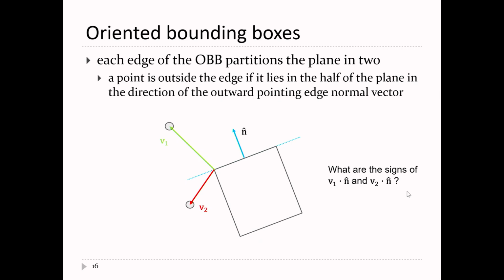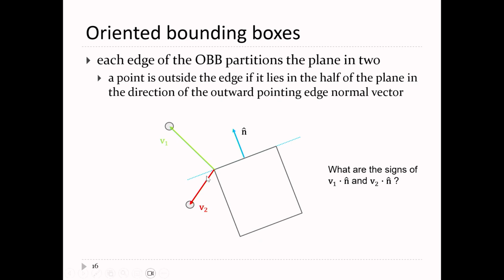So to get v1, you pick any point on this edge. You might as well just pick a corner. You can pick that corner, you can pick that corner, it doesn't matter. You compute the vector from the corner to the point, and that gives you the green vector there. v1.n, its sign must be positive, because the angle between V1 and n is less than 90 degrees.